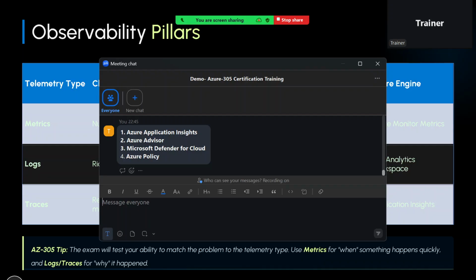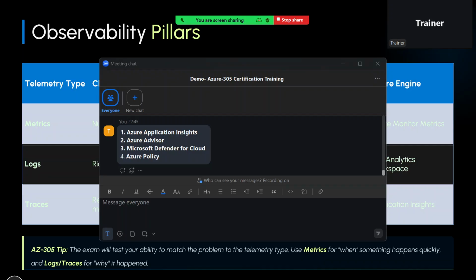Okay, so let's imagine you are Azure architect for a global e-commerce platform. An application has a website, mobile API, payment service, inventory system, recommendations engines. So business requirement is detect slow API, improve the performance, secure workload, enforce the governance, and optimize the Azure cost. So Azure provides dedicated services for each objective. So what is Azure Application Insights?